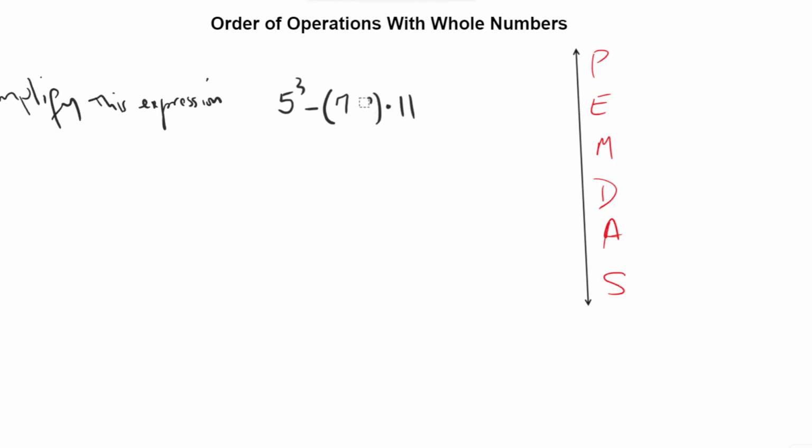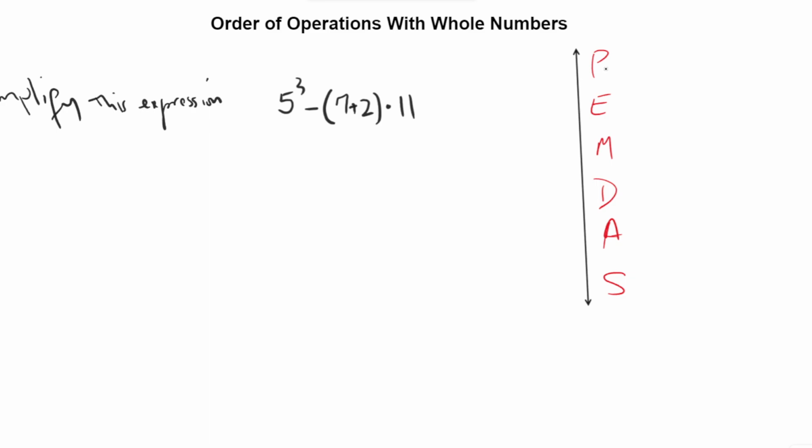And as you're looking at this problem, you're telling yourself, what should you do first? Is it the 5 cubed first? Or is it the 7 plus 2? Or is it the multiplication? To be able to do this one, you need to give yourself a mnemonic to remember.